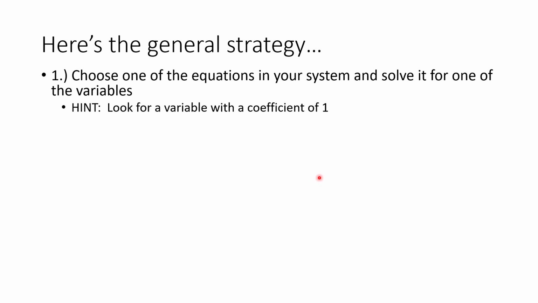So first thing is we'll choose one of the equations in our system and solve it for one of the variables. Hint: look for a variable with a coefficient of 1. So if you have, say, 3x + y = 2, you want to solve for y because the coefficient of y is 1. If you have x - 4y = 5, in that case you would solve it for x because the coefficient of x is equal to 1.